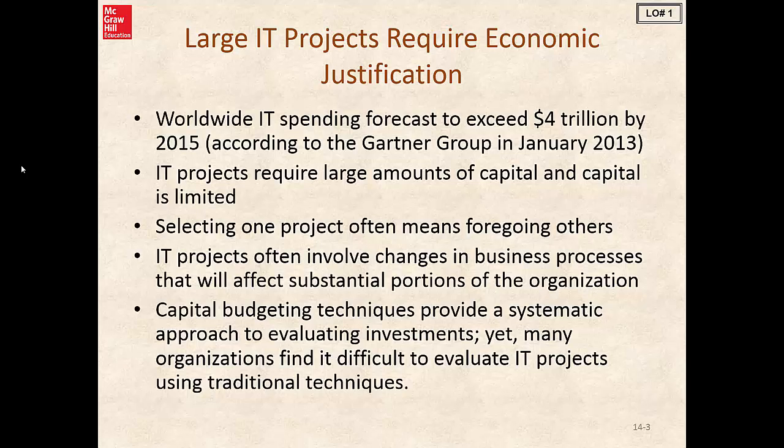So IT projects require large amounts of capital, and capital, by definition, is limited. Selecting one project often means foregoing others, so we have to weigh the costs, right? Just like in economics, opportunity costs. If we do one thing, our opportunity costs are the things that we cannot do instead of that thing.